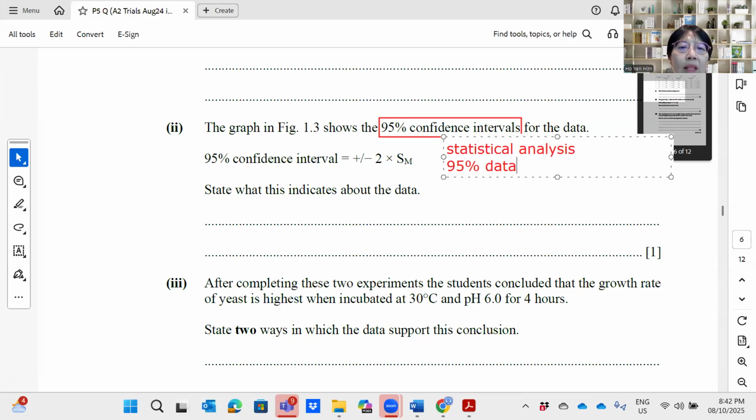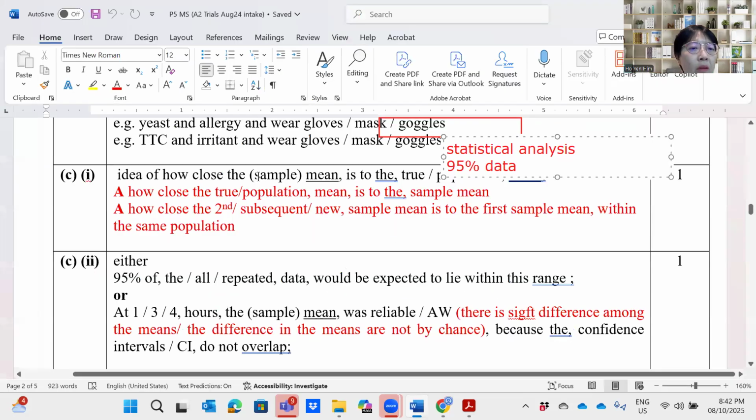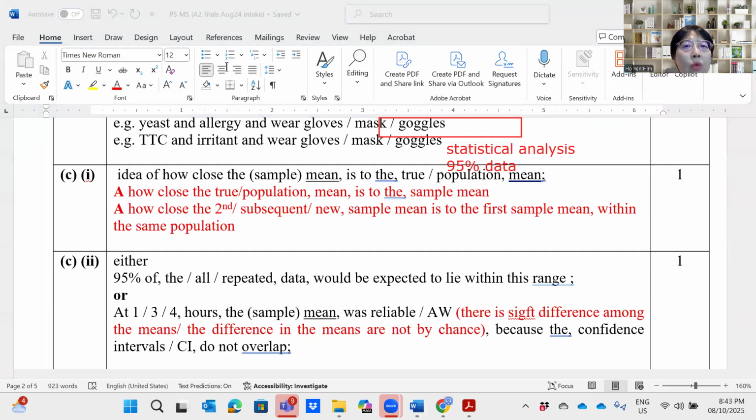Okay, so what does this mean? 95% confidence interval, part 2. Okay, that means 95% of the data that we obtain would be expected to lie within this range. So it is same as the whole class do the experiment, 95% of the students' result will be expected to lie within this range.